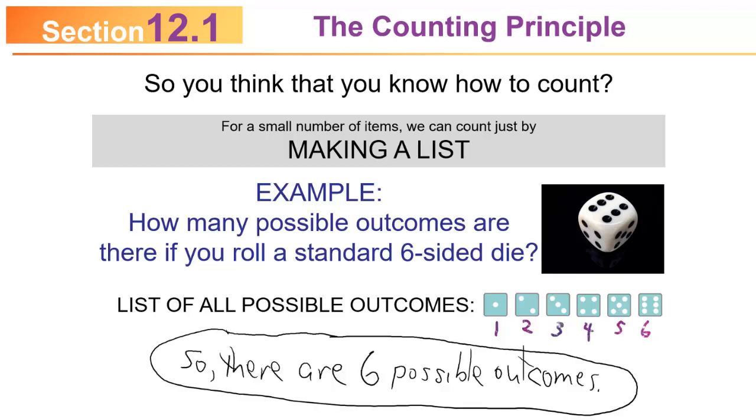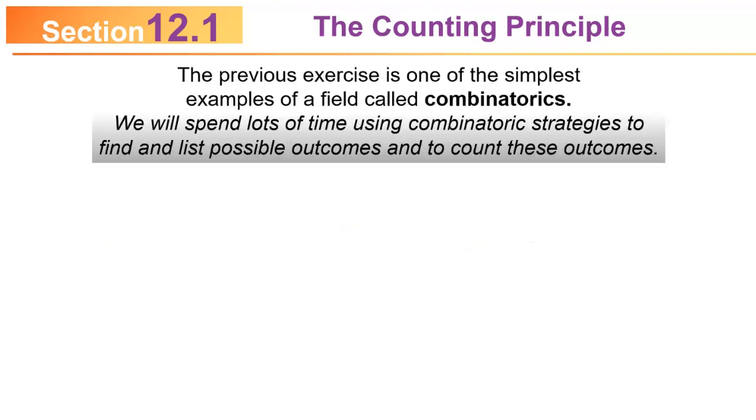So yes, if you had in mind that as how to count, then yes, I would agree you do know how to count. But keep in mind that previous exercise is just one of the very simplest examples in a field called combinatorics. We'll spend lots of time using combinatoric strategies to find and list possible outcomes and how to count these outcomes. And they won't all be that simple.